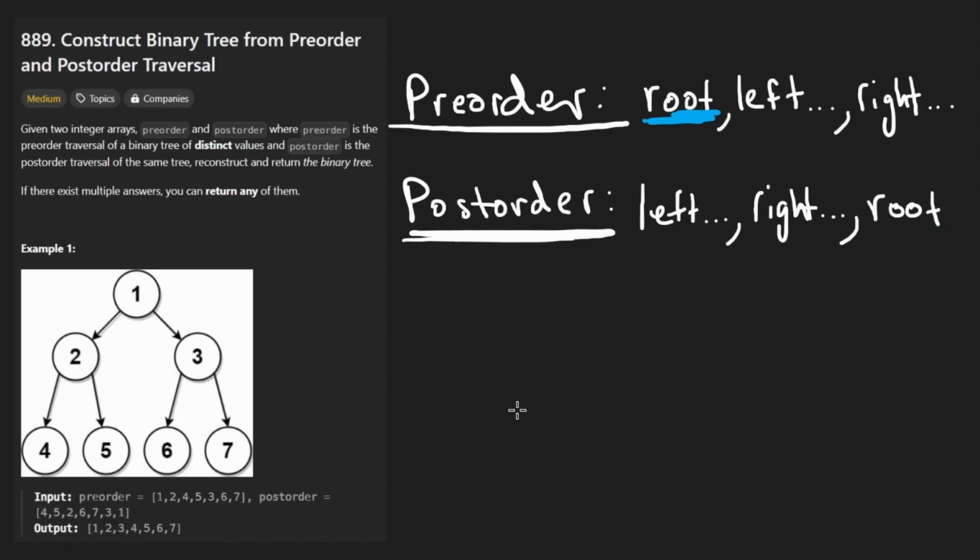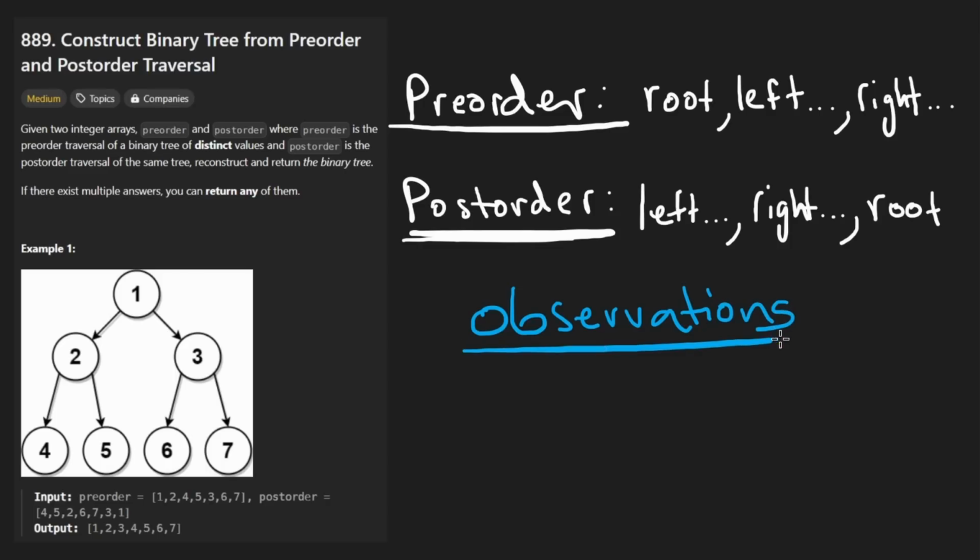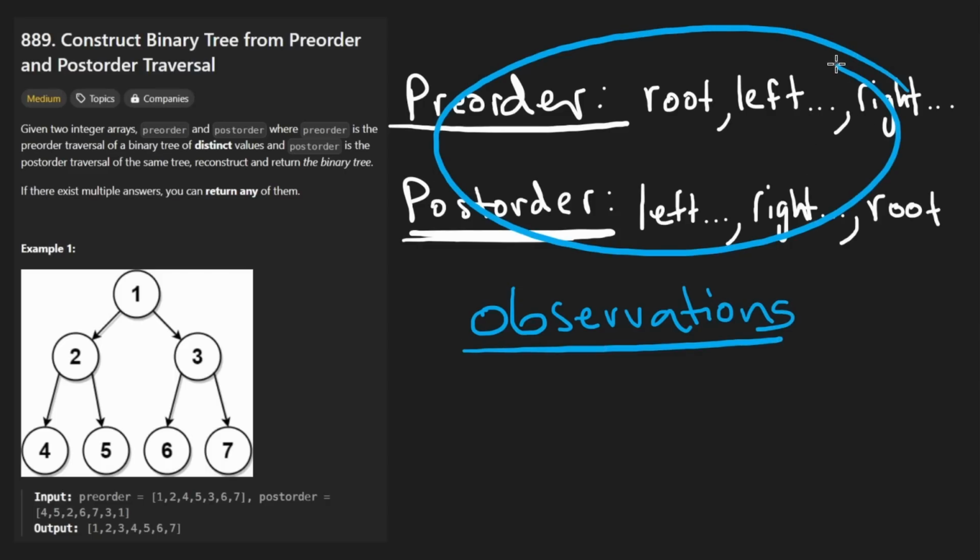Now, if you want to be able to solve the problem, what you have to do is try to make a few key observations about these properties and how they can allow us to reconstruct the tree. We're just given two arrays, the preorder traversal and the postorder traversal, in the form of an array, and we want to reconstruct the original tree.